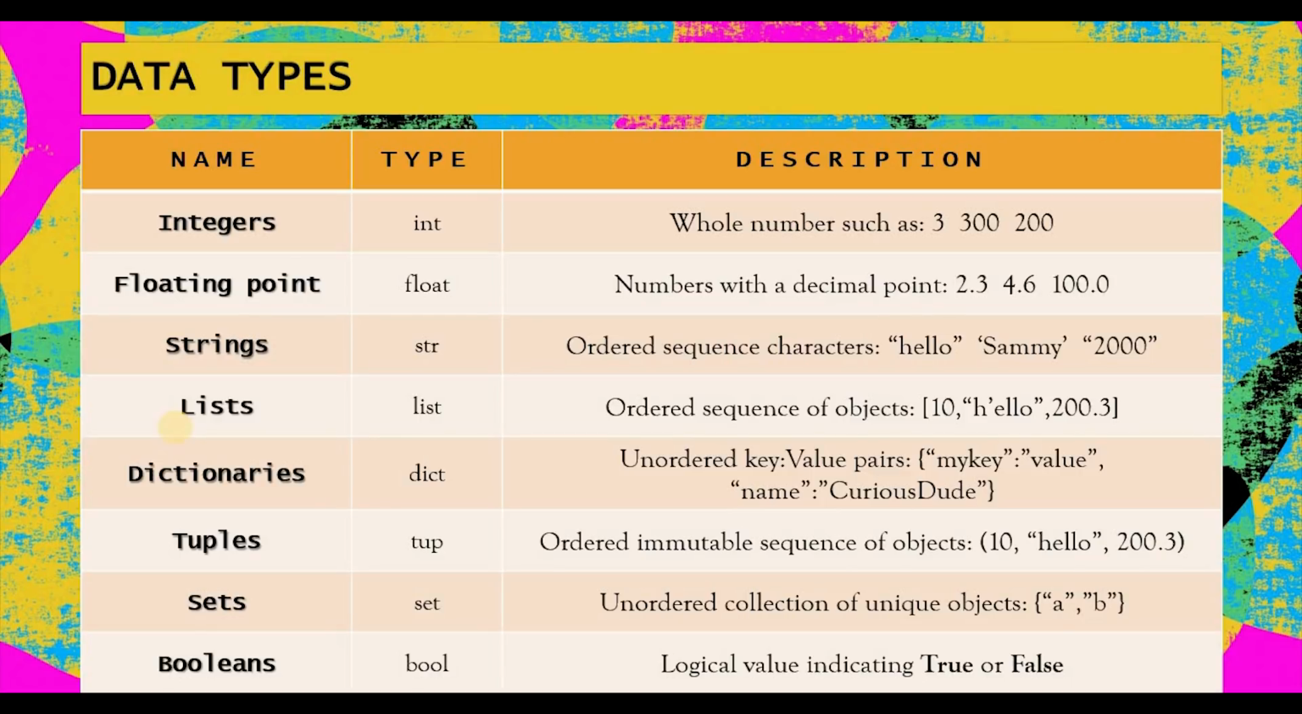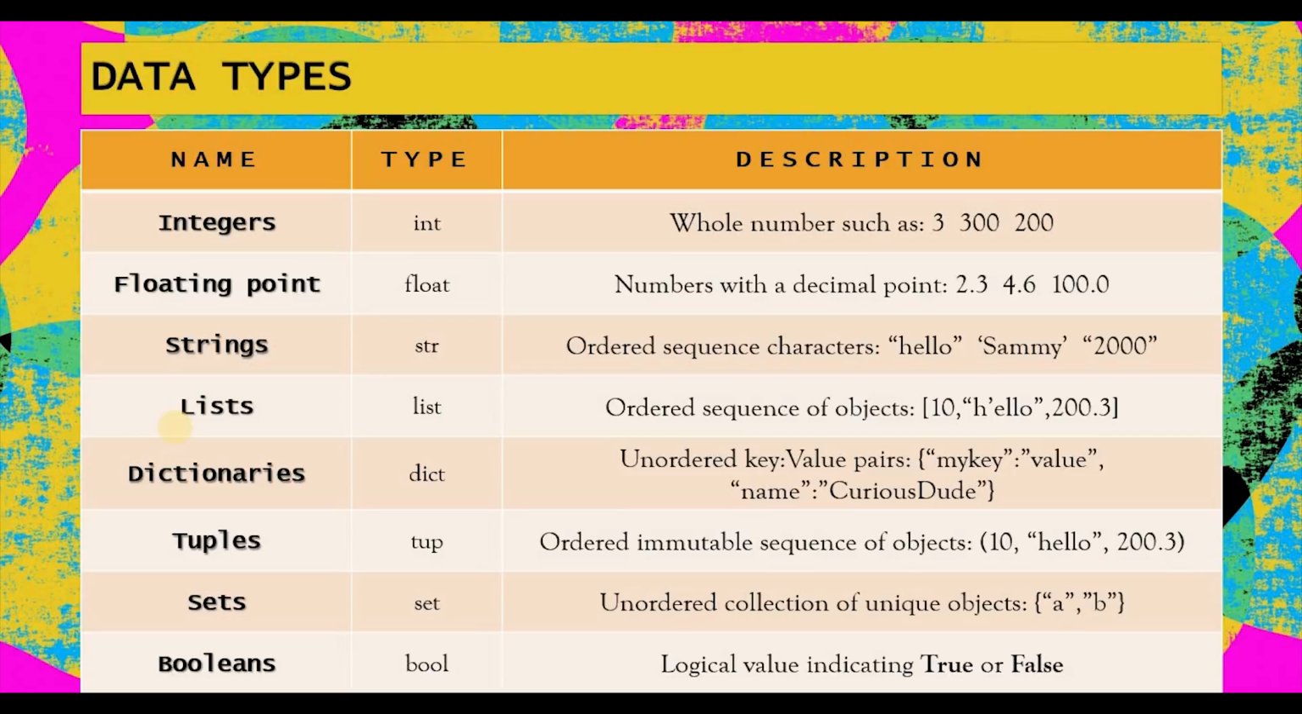Then moving on to the next data type, that is string, or we can list it as str. It's an ordered sequence of characters within double quotes or single quotes, such as hello, or Sami 2000. Now remember guys, if you write 2000 within double quotes or single quotes, it is considered a string and not a number.